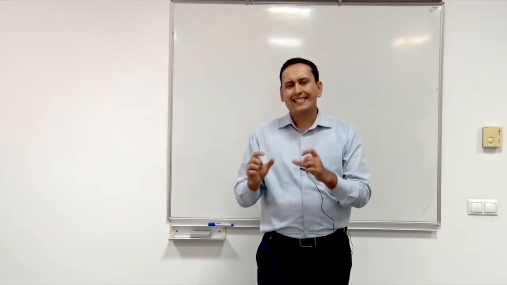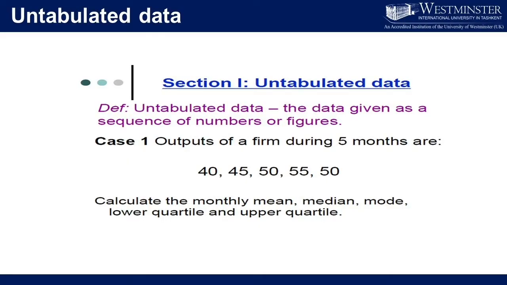Untabulated data is just a sequence of numbers and figures. This is just a sequence of numbers that shows the outputs of firms during 5 months. For this data, we have to calculate the monthly mean, median, mode, lower quartile and upper quartile.